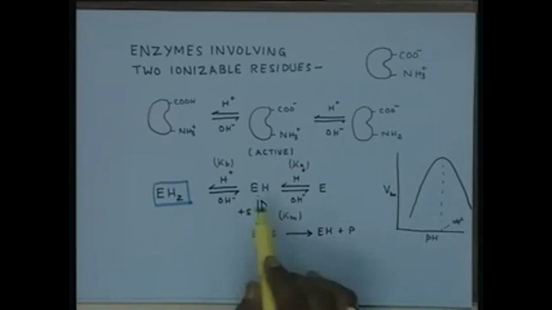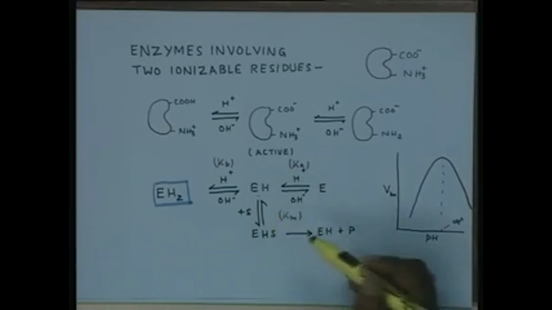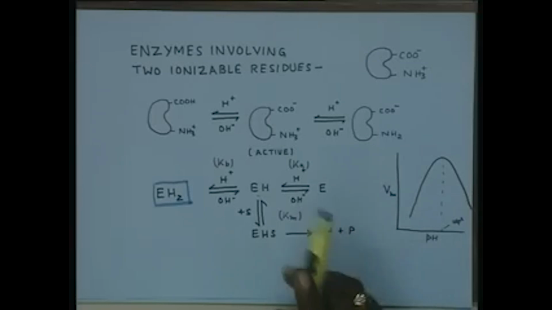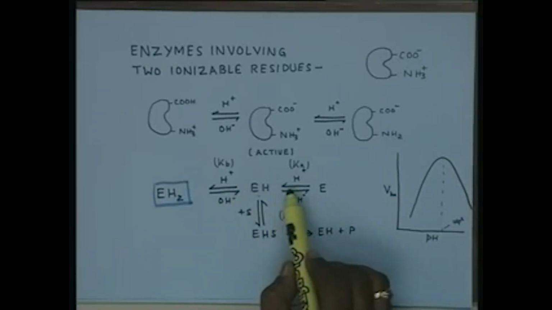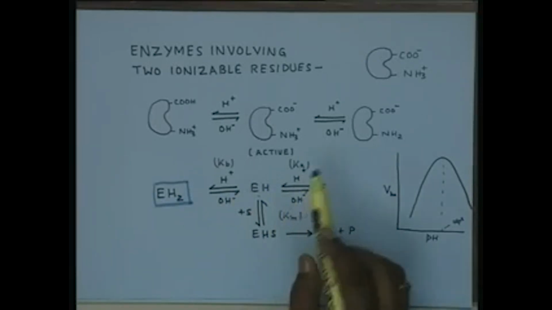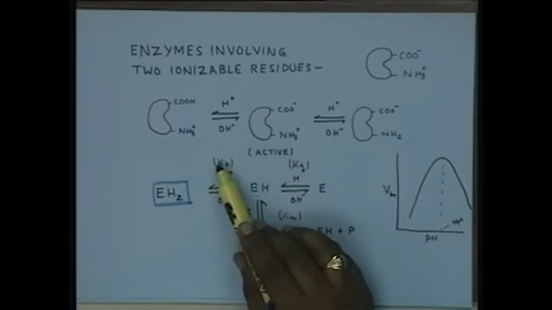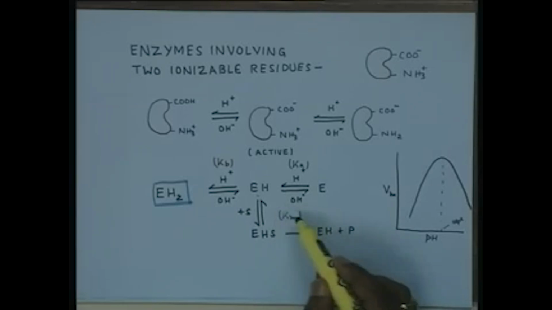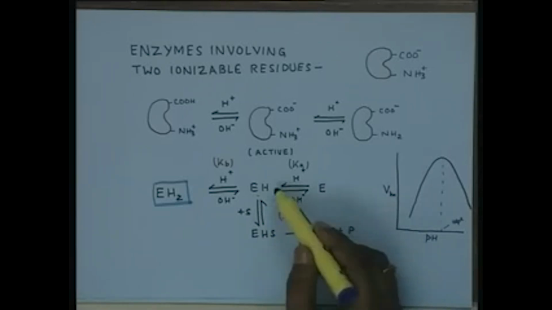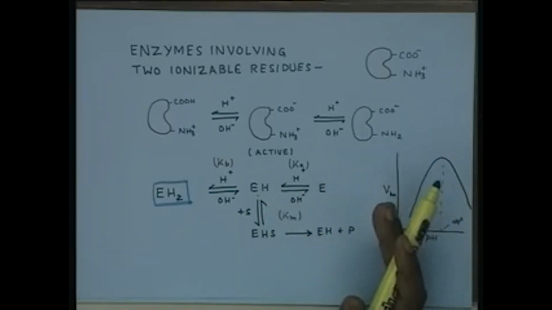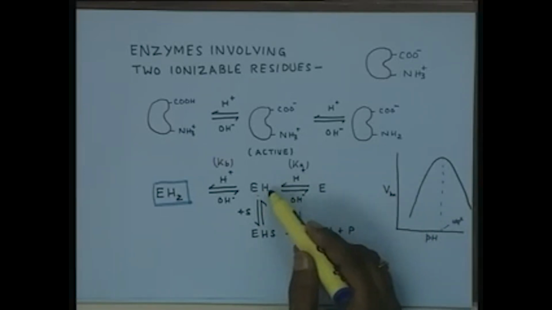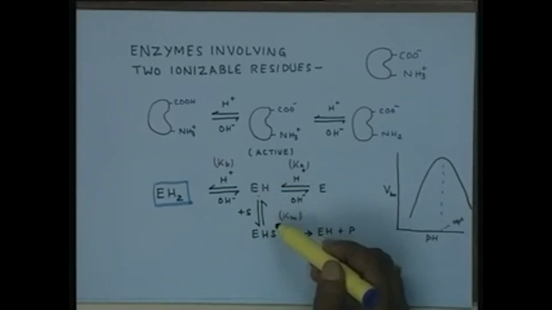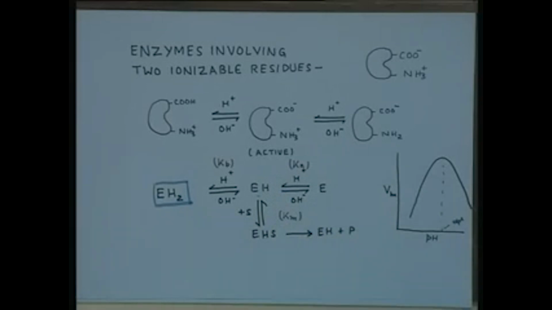Now, to analyze the system, we consider that there are three dissociation constants involved. Two are the ionization constants of the two amino acid residues, if we represent Ka and Kb as the ionization constants of the two residues involved, and the third is, of course, Km, which is the dissociation constant of the enzyme complex with the substrate. We define it analogous to a dissociation constant as Km.